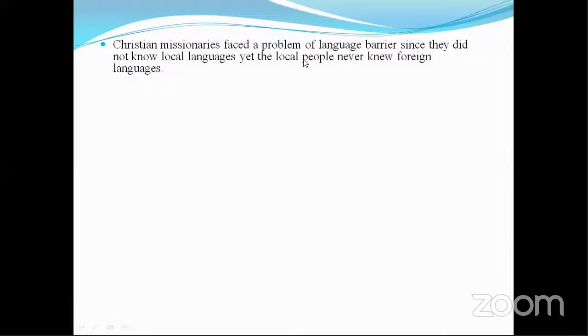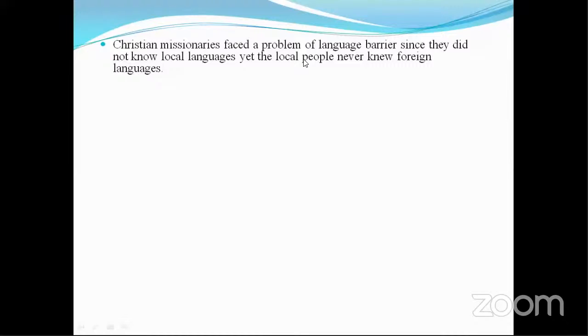Teacher, I was asking about that problem of language barrier. Did those missionaries learn some of our local languages, or did they use signs? No, they learned. Actually, I've explained it.